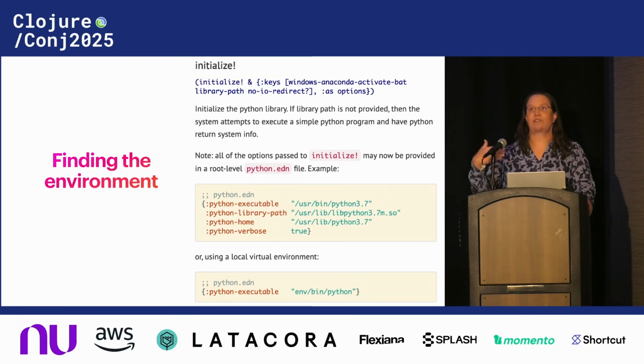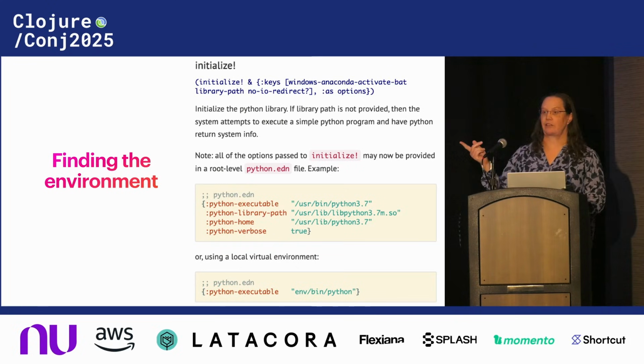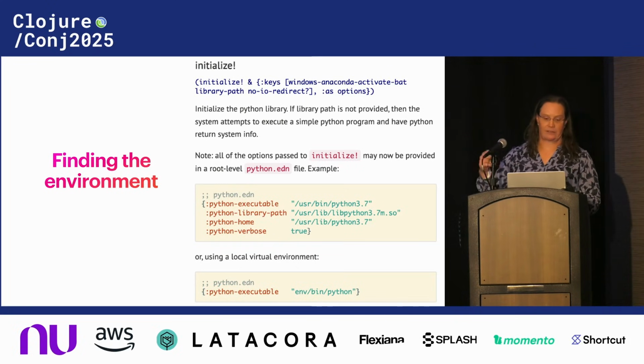So if you're going to start up the Python CLJ, then the first thing it needs to do is find that environment. Now, it is set up to automatically look for a VM environment. You can also configure it manually with a python.edn file, and the documentation explains what that looks like.